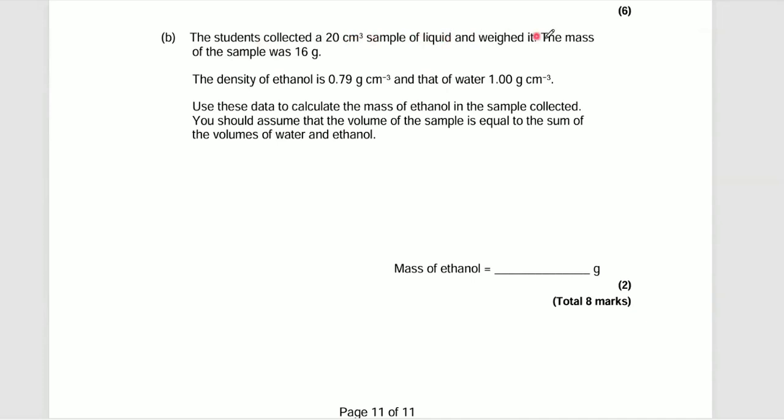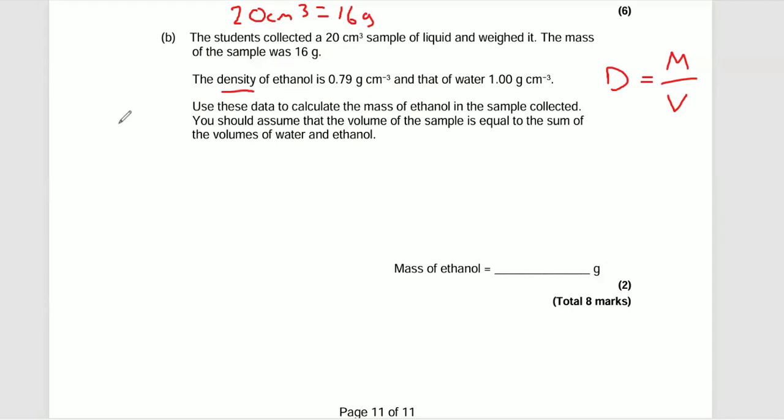Okay, for this final question, the student collects a sample of 20 centimeter cubed of liquid and they weigh it. The mass of the liquid sample was 16 grams. The density of ethanol is 0.79 grams per centimeter cubed, and water is 1 gram per centimeter cubed. So we know we're going to probably use density equals mass over volume here. Use the data to calculate the mass of ethanol in the sample collected.